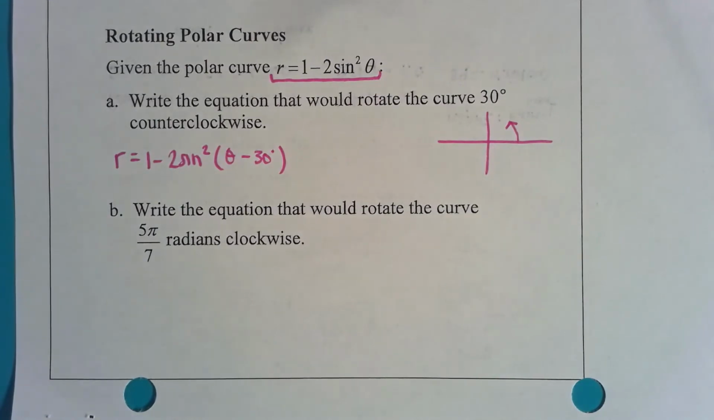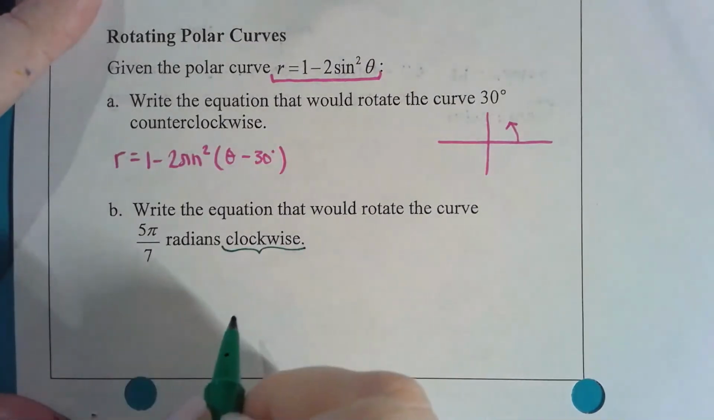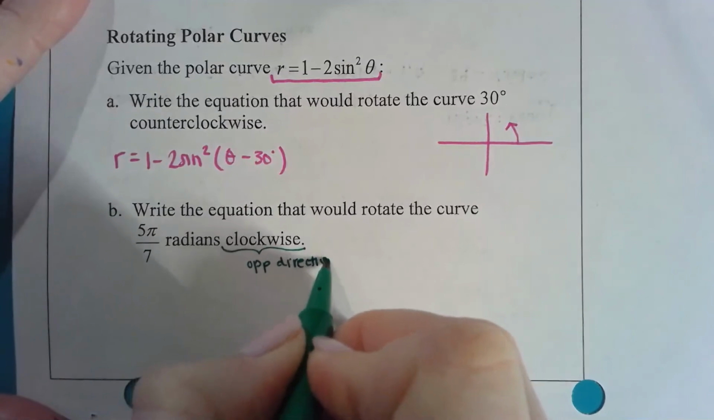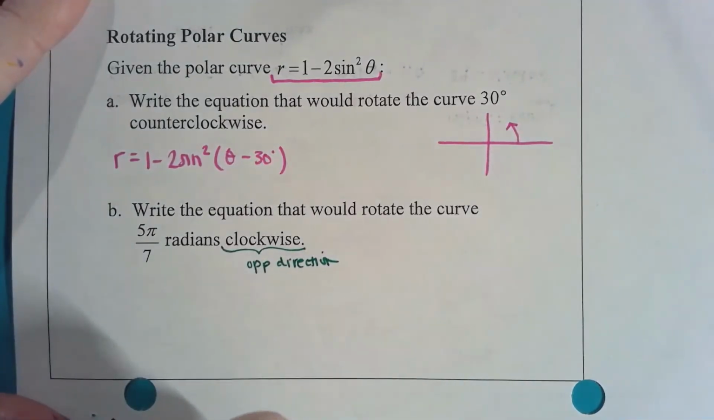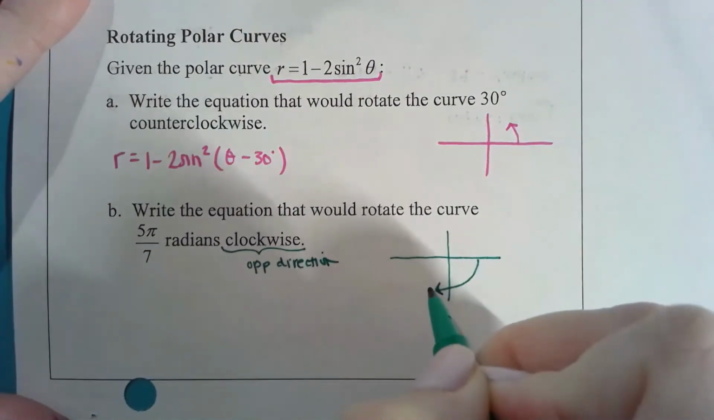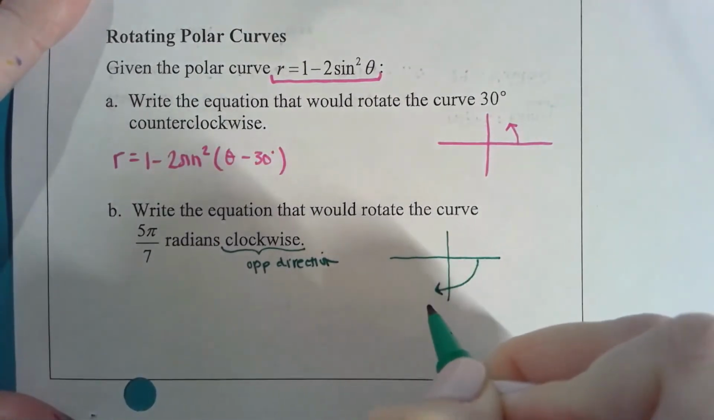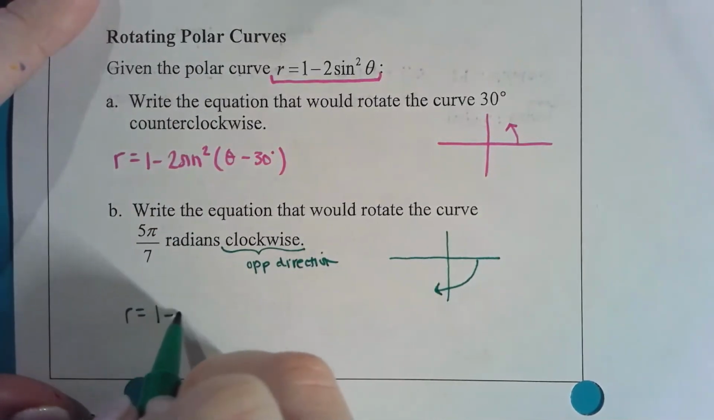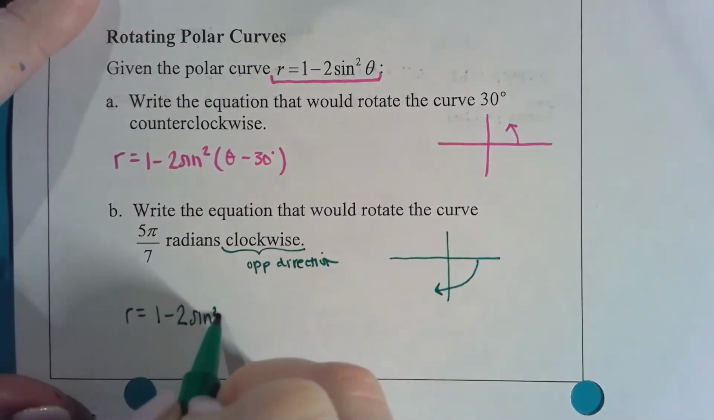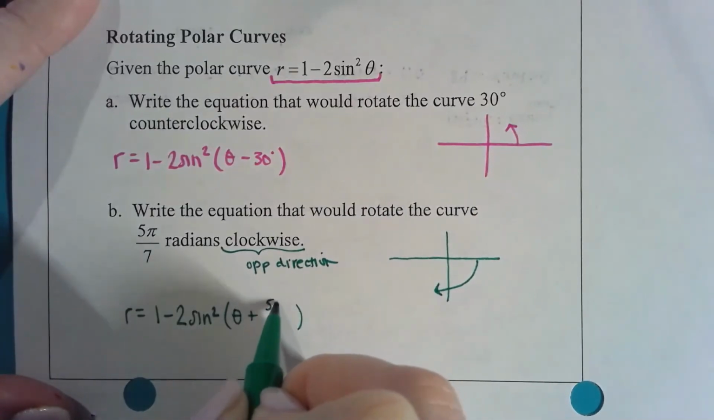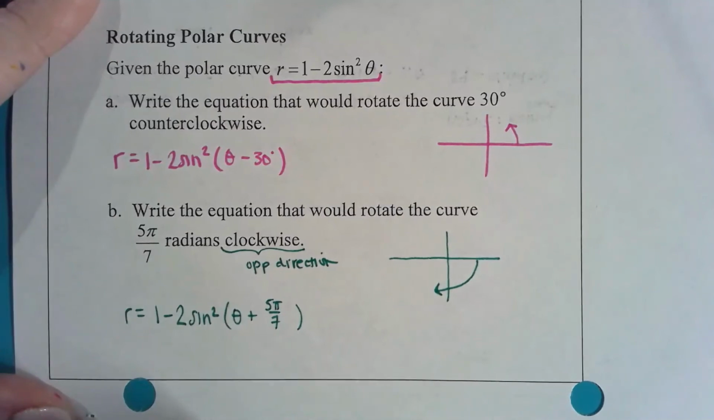Last question says, write the equation that would rotate the curve clockwise, so that's the opposite direction, 5 pi over 7 radians. So again, now we're going to be going this way, which would be a negative angle, but we're going to use the opposite sign. So r equals 1 minus 2 sine squared of, and we'll do theta plus 5 pi over 7.